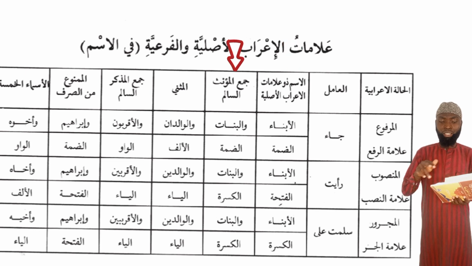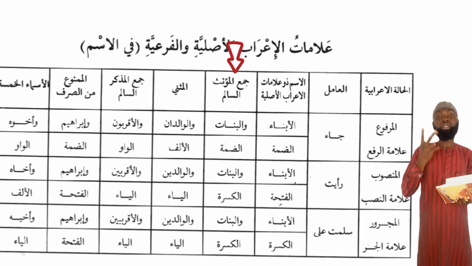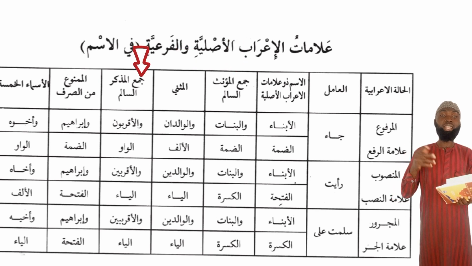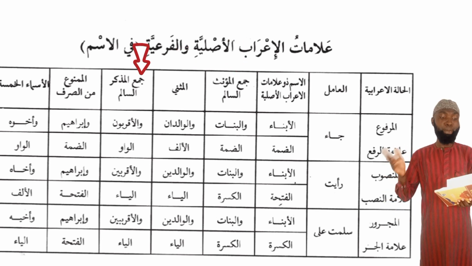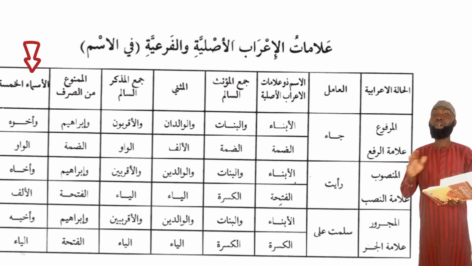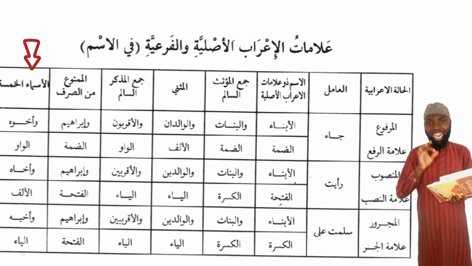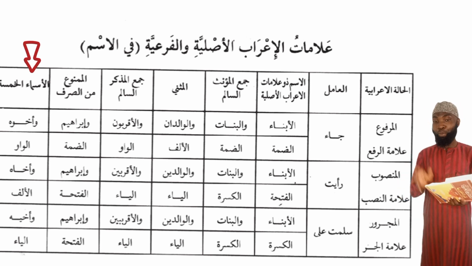Then we also have jam'ul mu'annath as-salim, the sound feminine plural. We have al-muthanna, the dual. We have jam'ul mudhakkar as-salim, the sound masculine plural. Then we have al-mamnu' min as-sarf, the diptote. And we have al-asma'ul khamsa, the five names. So now let's move on and see the words under each of these columns and rows.